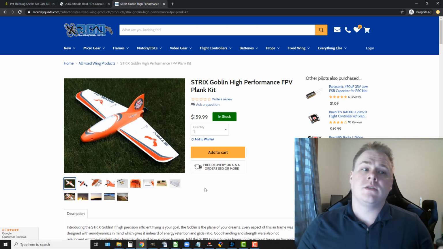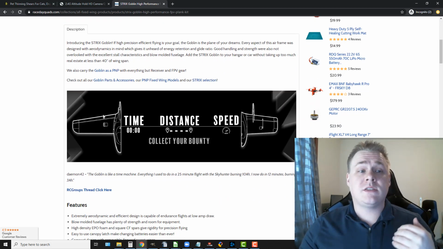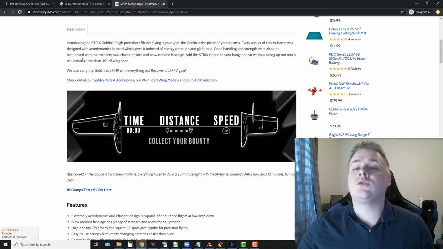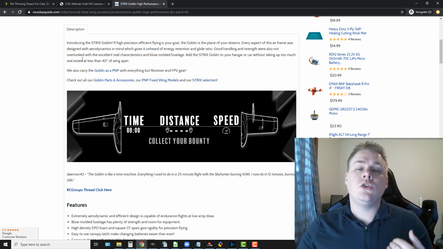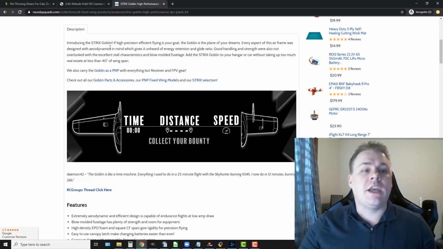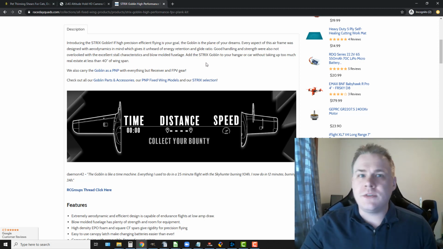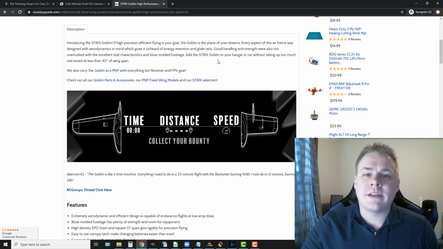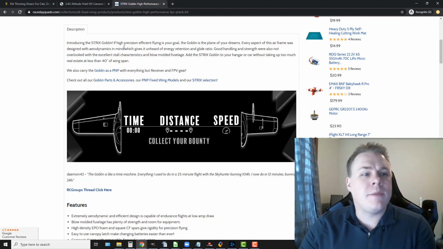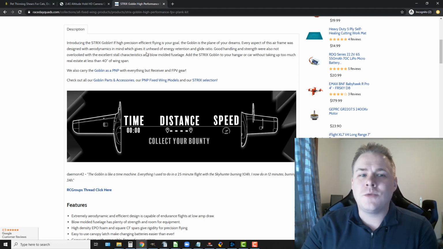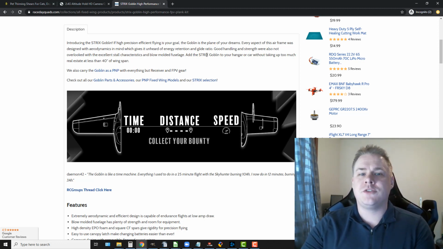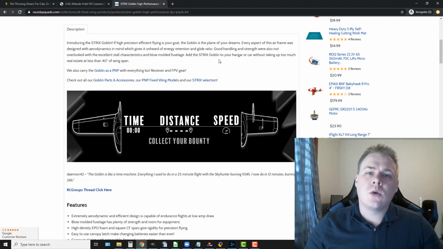And then let's talk about a really good drone. There's no reviews on this because I don't think anyone's actually bought this, but this page is out of this world when it comes to getting you wanting to buy this. Introducing the Strix Goblin. If high precision, efficient flying is your goal, the Goblin is the plane of your dreams. There's a salesperson writing this. Every aspect of the airframe was designed with aerodynamics in mind, which gives it unheard of energy retention and glide ratio. You see, they're using words to get you thinking about flight, about flying this thing.